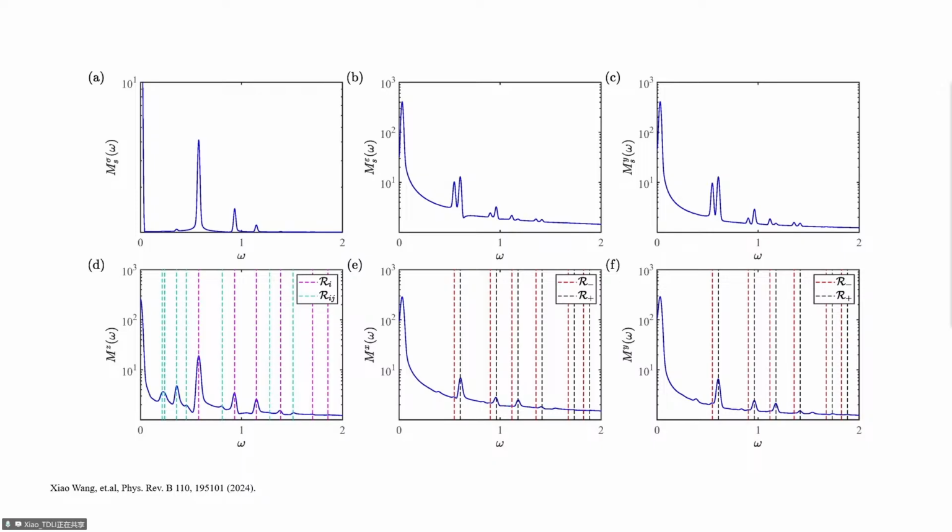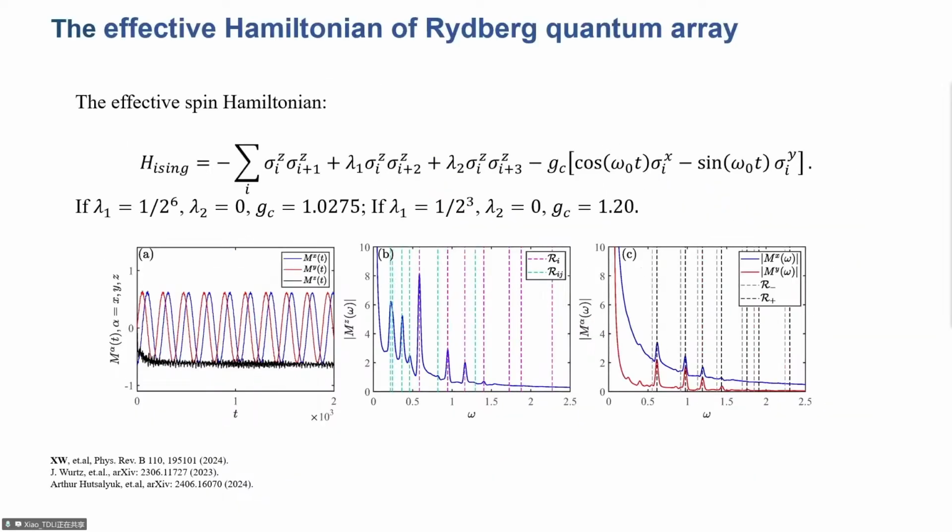So you have two different groups of the excitation particles. And this is for the one component, so you have the similar result. We can actually propose again the effective Hamiltonian. This is more relevant to the Lindblad quantum array.